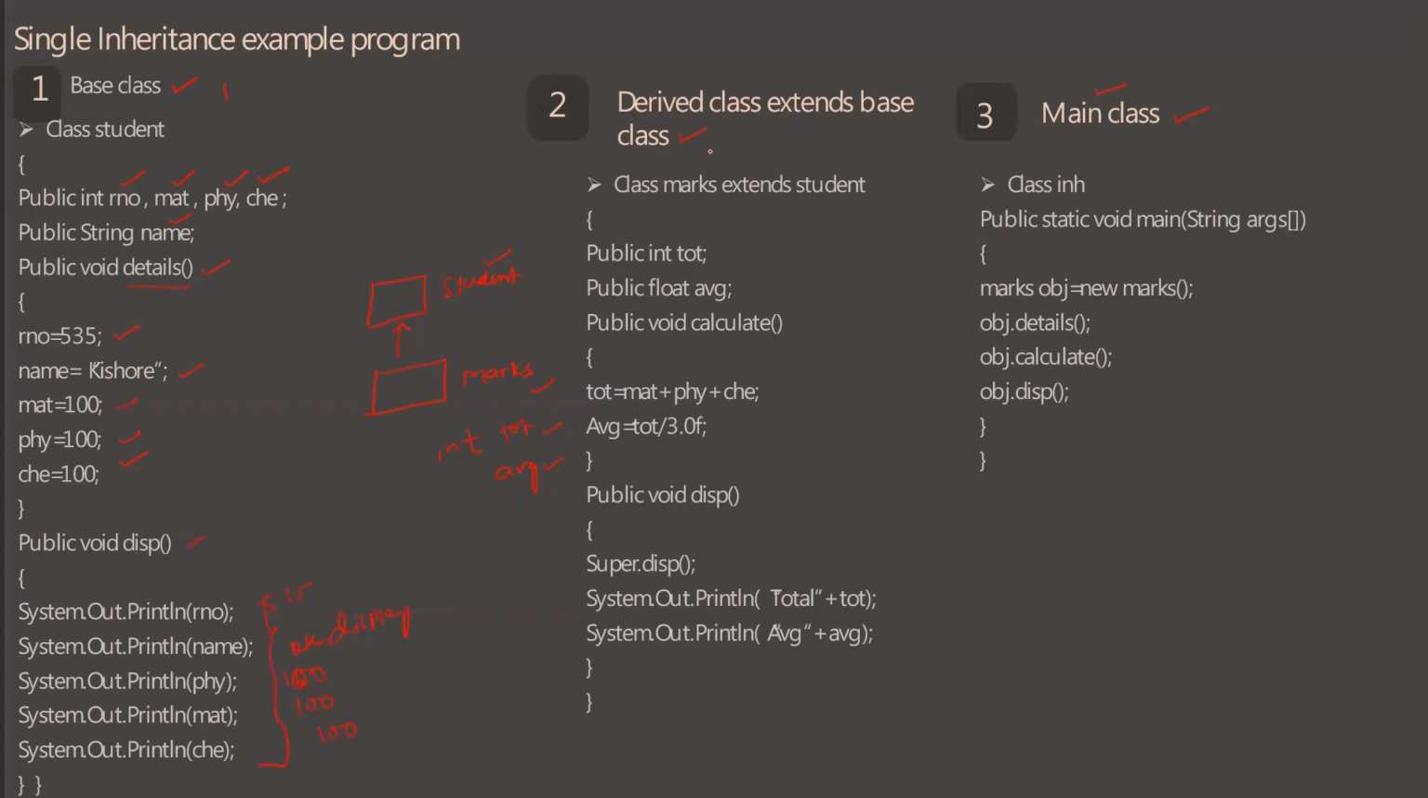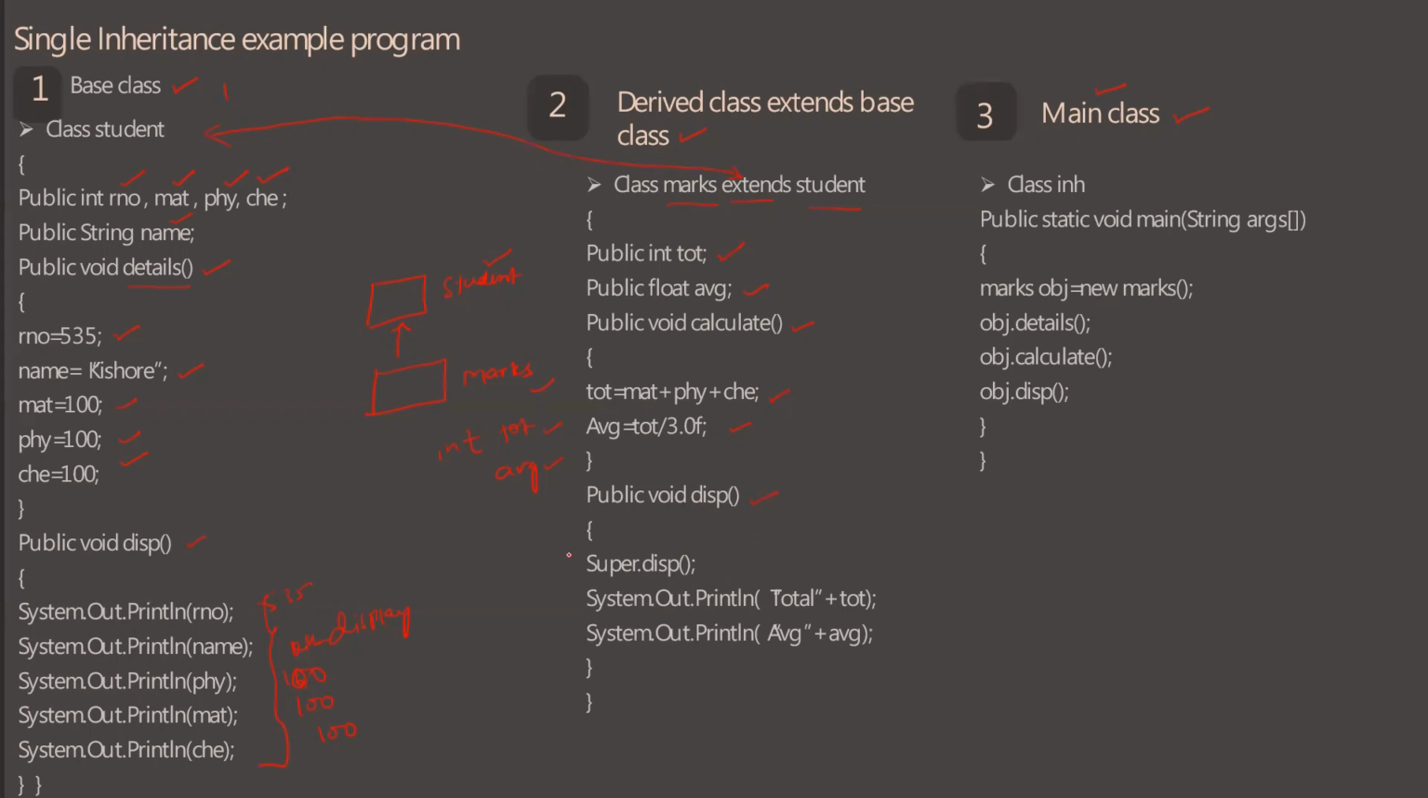Now what I'm going to do is take one more derived class called marks class. Marks is a derived class which extends your student. So here you're extending the properties of your student class to your marks class. Is that point clear? Now in this, I've declared two variables, total and average, and I've declared one method called calculate. I'm calculating total equals math plus physics plus chemistry, and average I'm going to calculate as total by 3.0F. I'm converting it into float. This is typecasting. Now again, I'm going to use the display method.